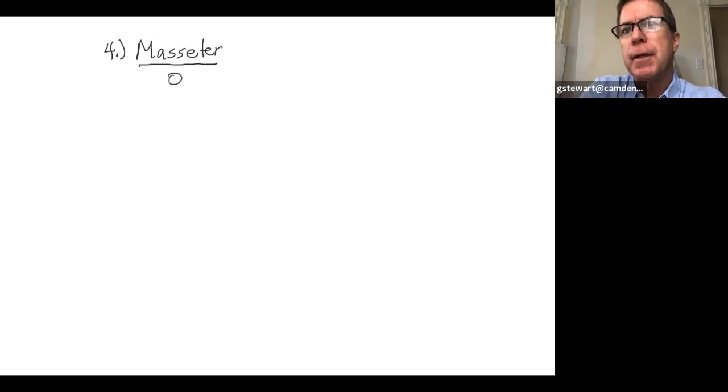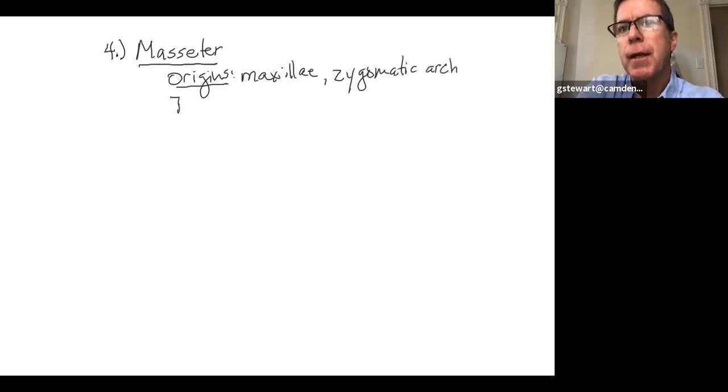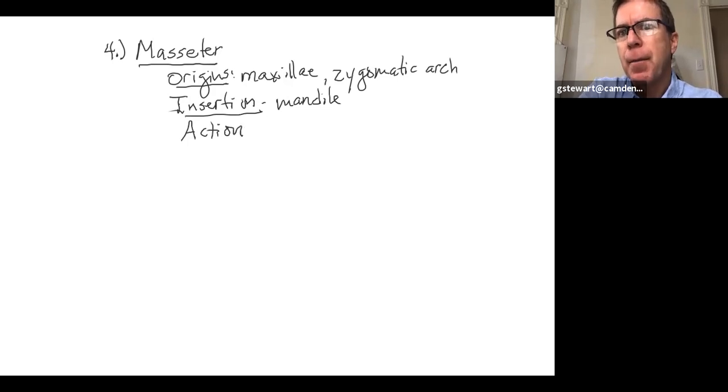Its origins are the maxilla and zygomatic arch. And the insertion is the mandible. And the action, when this muscle contracts, it elevates the mandible. That's more scientific sounding than closes the mouth.